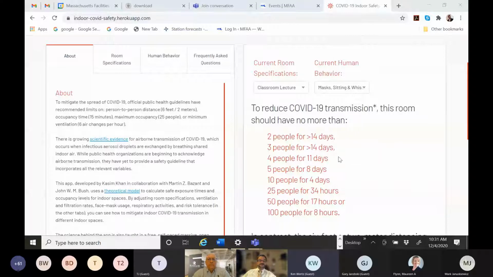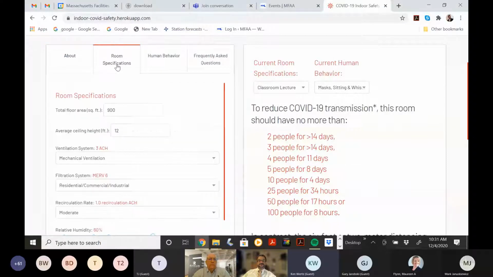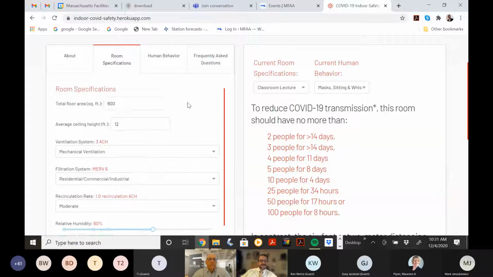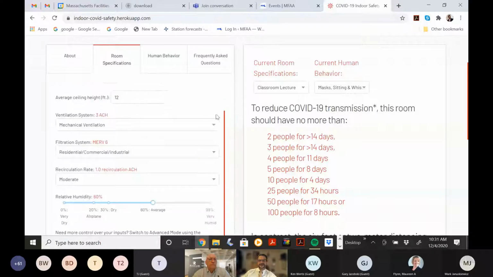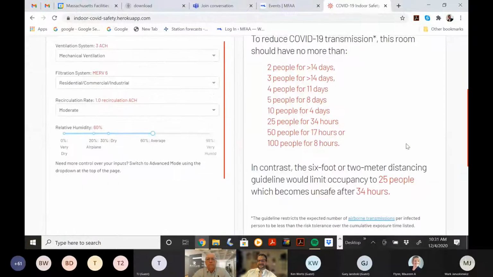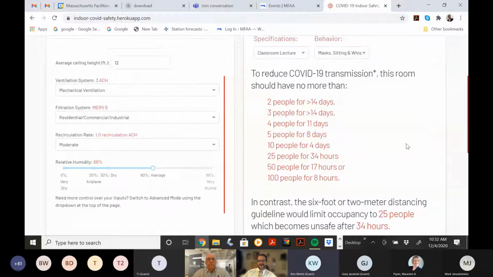Could you go to the room specifications? Sure. Now let's just put in a normal room, say a 600 square foot room. Let's leave the height at 9 feet, because that's a typical classroom size. If you take the mechanical system and scroll down just a little bit, there's a little text on the right hand side that I want them to see. Scroll down there. Now this is where it says 25 people could be in the room for 34 hours.